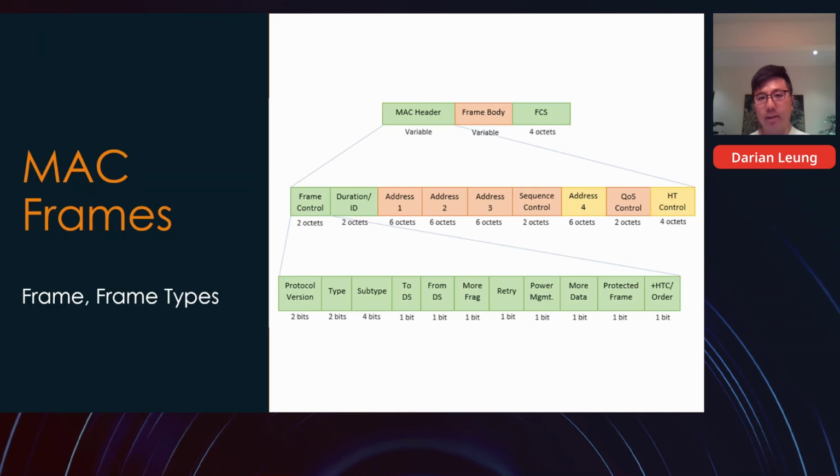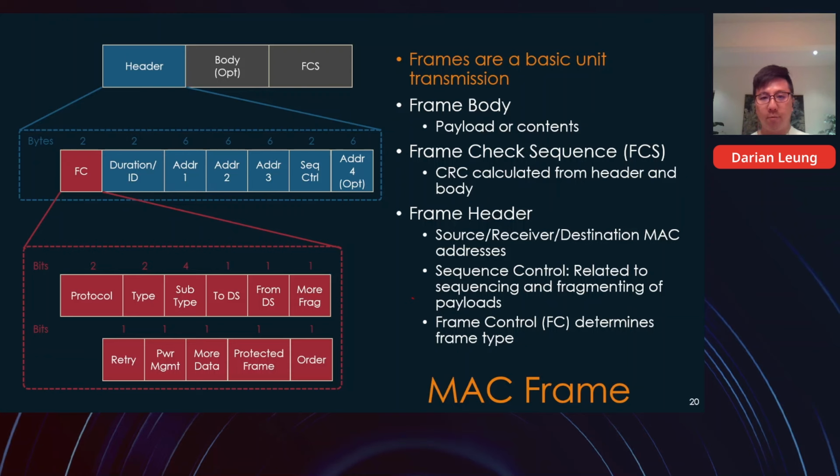Now that we've covered basic topology, let's look at what data is actually sent by each station. These are known as MAC frames. Frames are a basic unit of transmission, meaning whenever a station or AP transmits something, that transmission is a series of bits that adhere to a well-defined format. Frames consist of 3 parts, which are the header, the body, and the frame check sequence, otherwise known as the FCS.